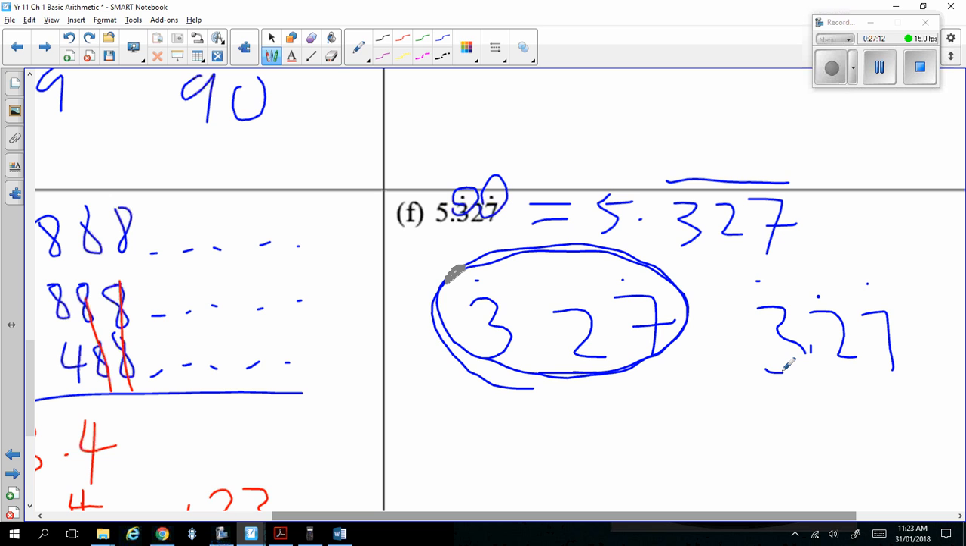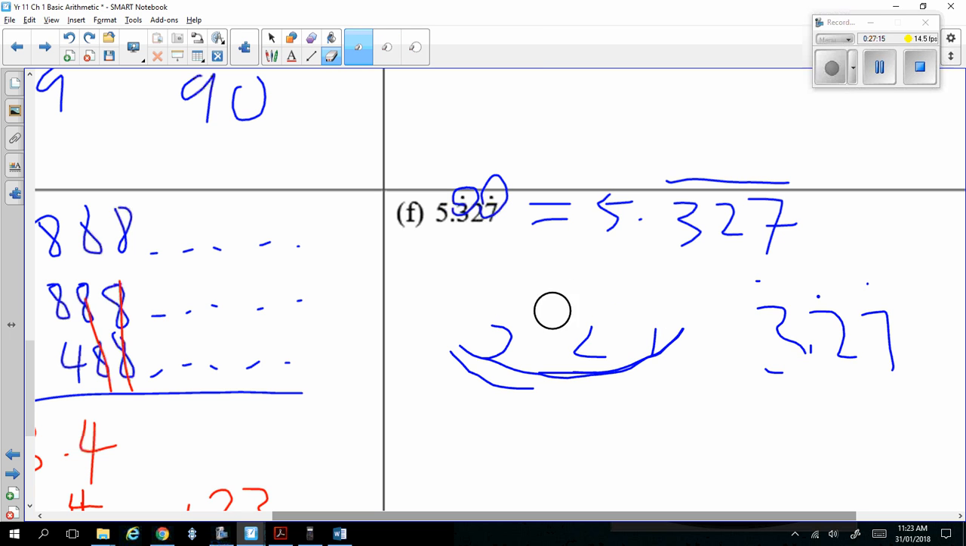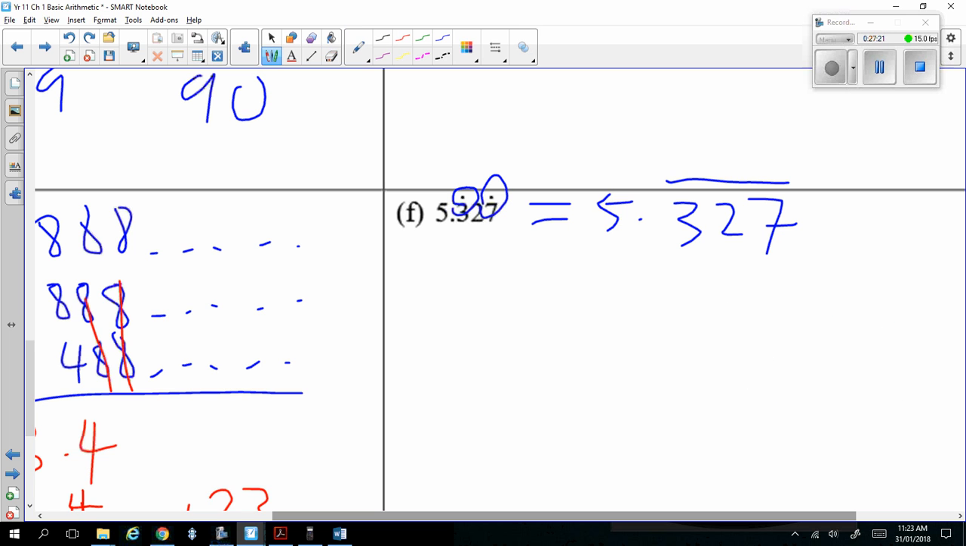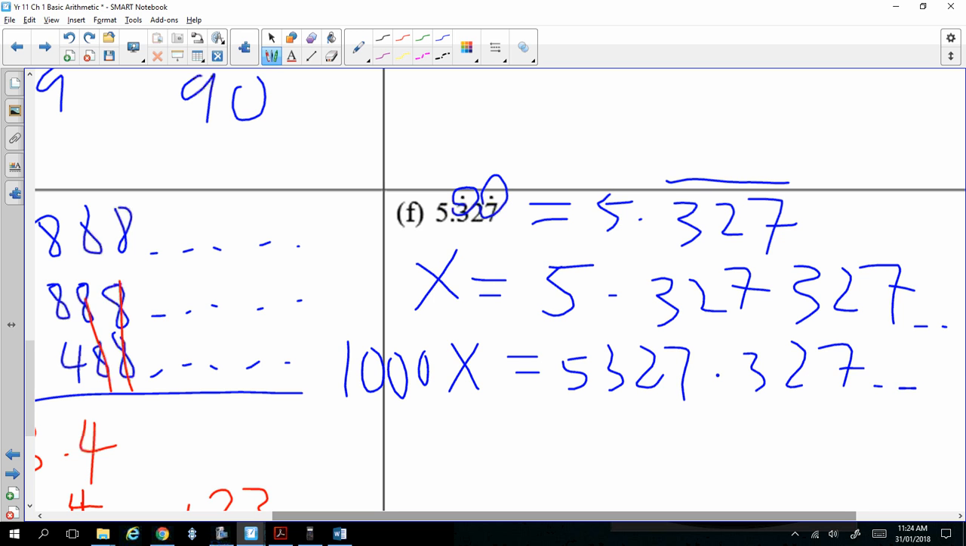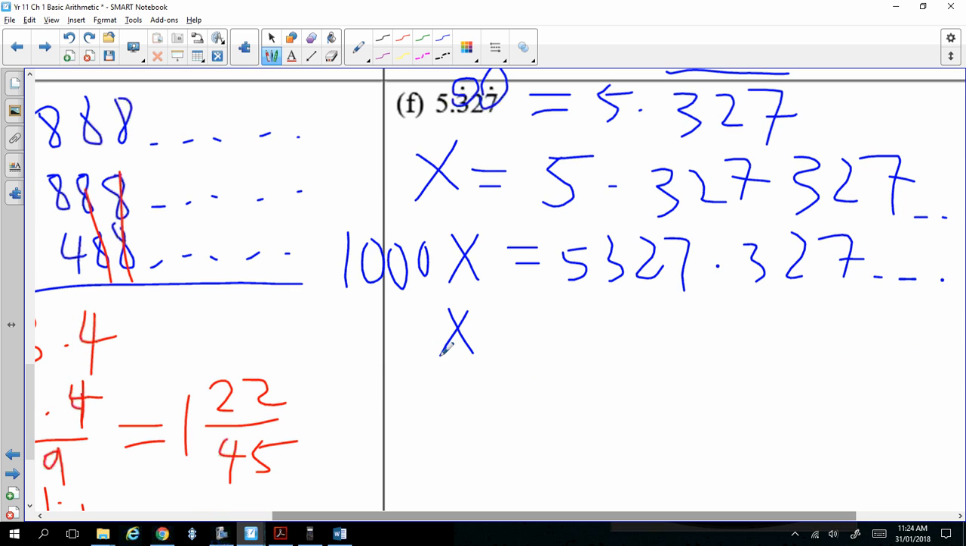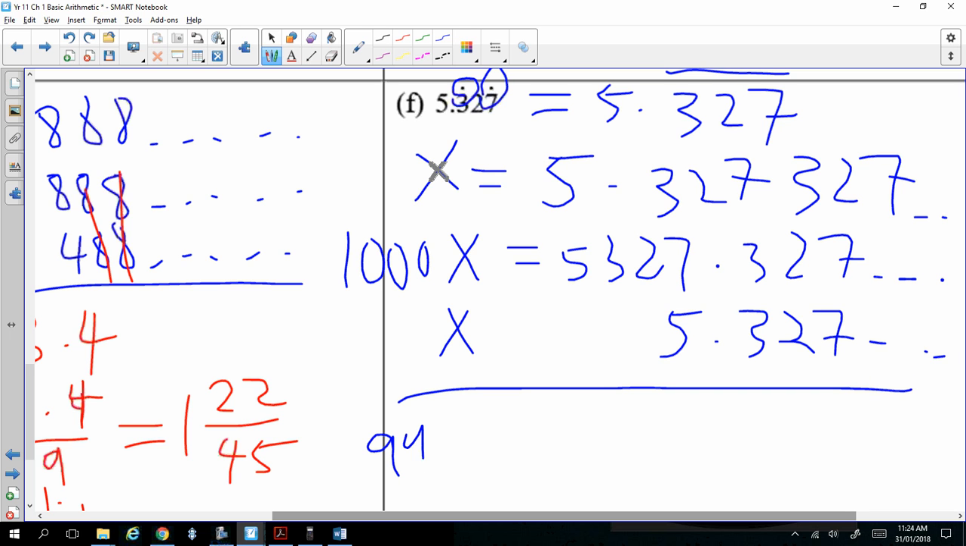Have a try. Okay, let's go through this. So you write x equals 5.327327 and so on. 1000x gives you 5327.327 and so on, and write x underneath. Make sure you line up the decimal point, and then if you subtract, you get 999x equals 5322 because all the digits after the decimal point get cancelled. Then x equals 5322 over 999.